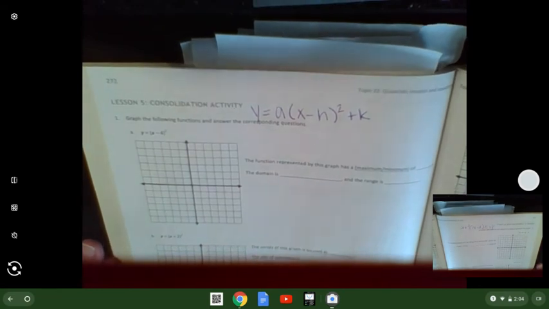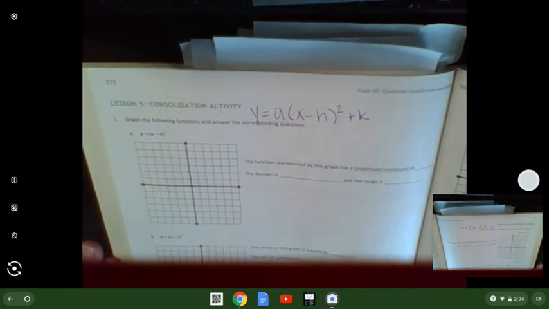Again, sorry, I'm a little all over the place. So here we go. We're going to do a couple examples between 272 and 273, and then I'm going to let you ask me questions later today if you need to, and then I'm going to let you get to work. So here we go.